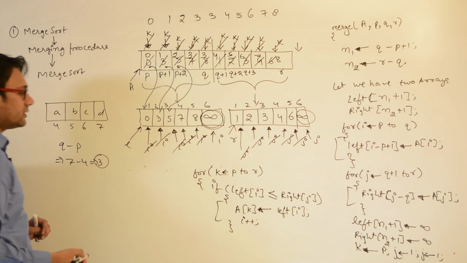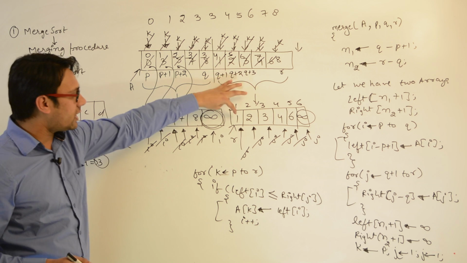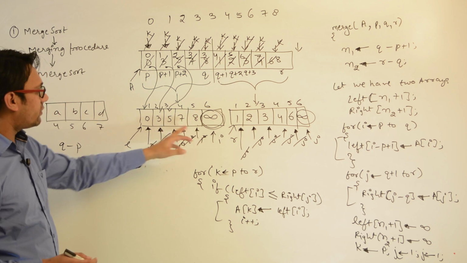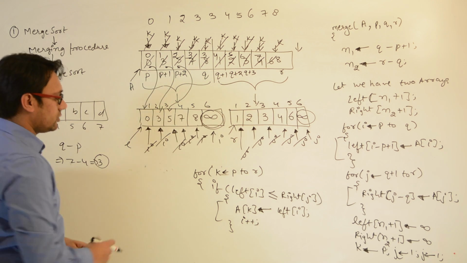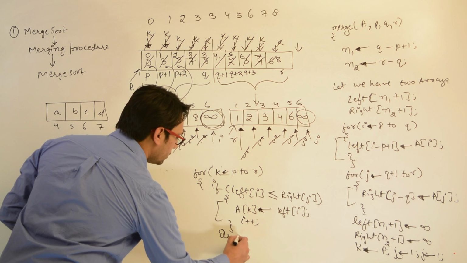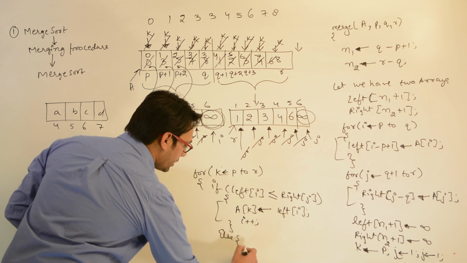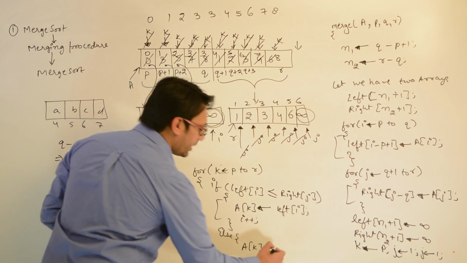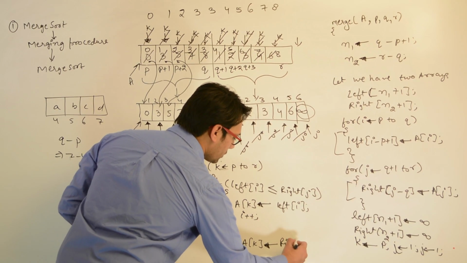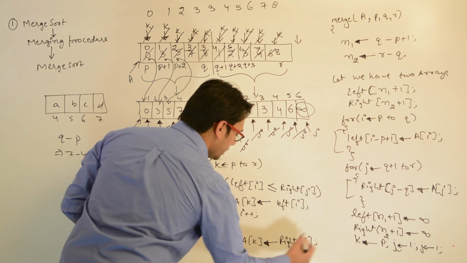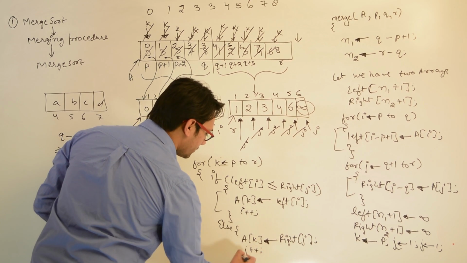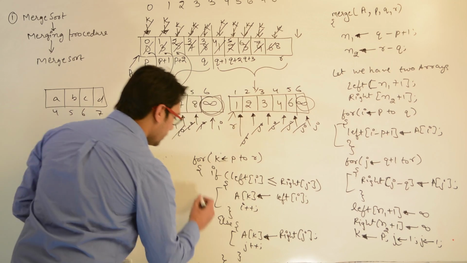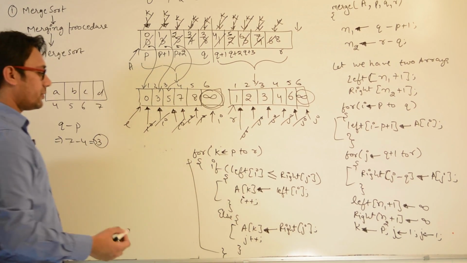Okay, so after this, if this data is not less than equal to this data, then you have to copy this data into this location. So else, A of k is going to store the value pointed by right of j, and then you have to make j plus plus. Okay, this is your complete merging procedure.